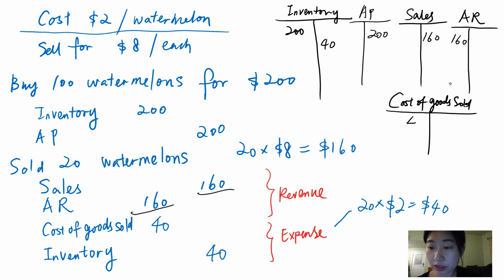So originally we bought $200 worth of watermelons. After selling $40 worth of it, we have $160 worth of watermelons left. And there you have it. That's how we record buying and selling our products.